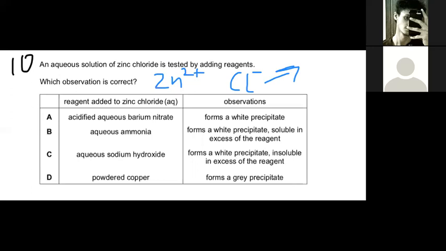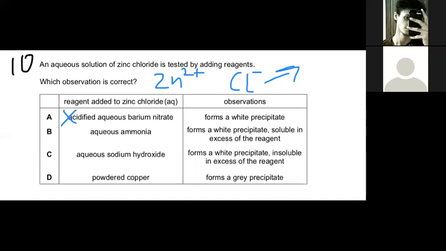Whereas for zinc ion, there are two tests. One is adding sodium hydroxide and the other is adding aqueous ammonia. After a few drops, a white precipitate is formed and that precipitate dissolves in excess of the reagent. Now, A says acidified aqueous barium nitrate forms a white precipitate. There is no such test for zinc chloride.